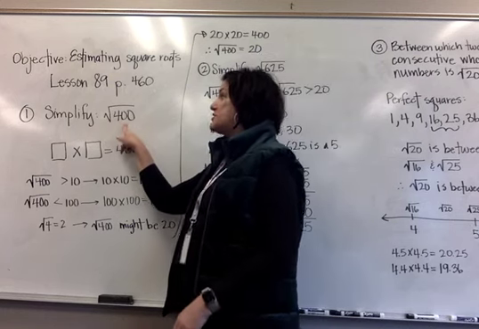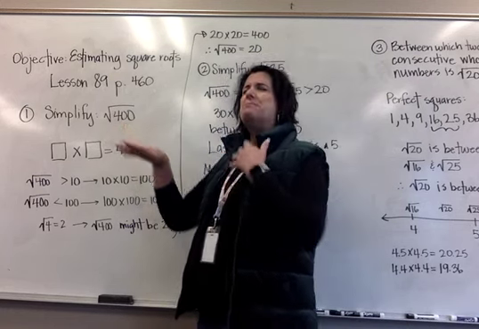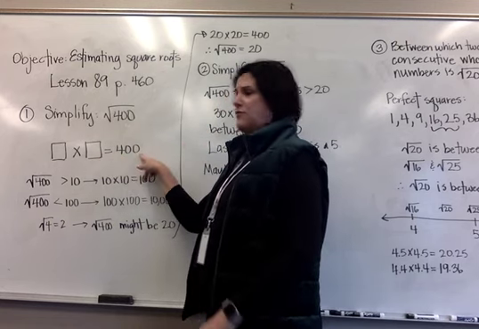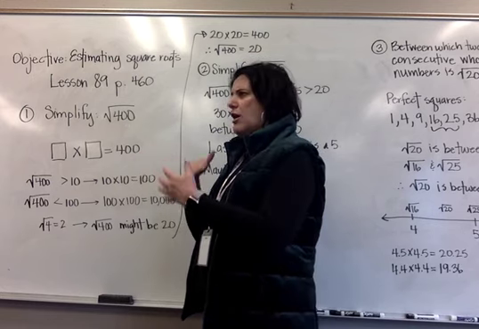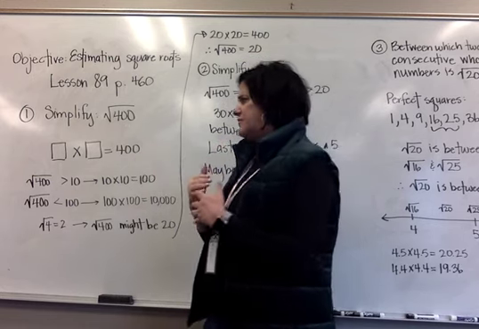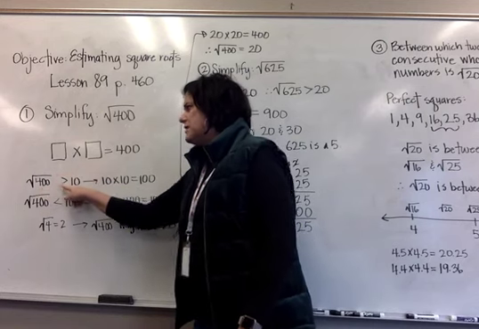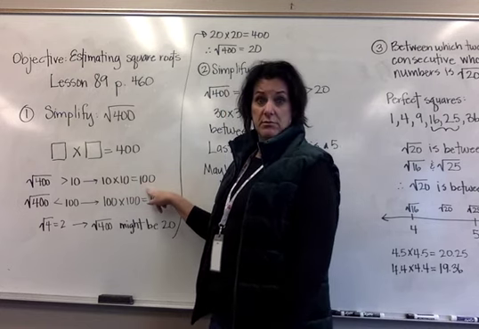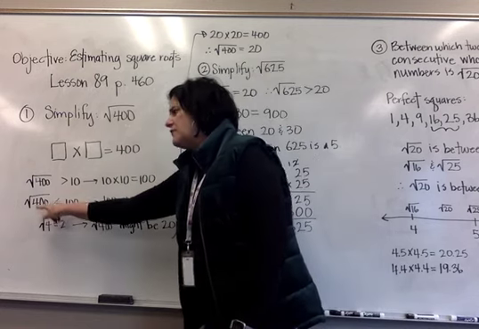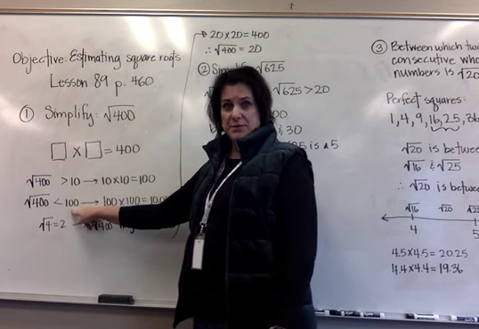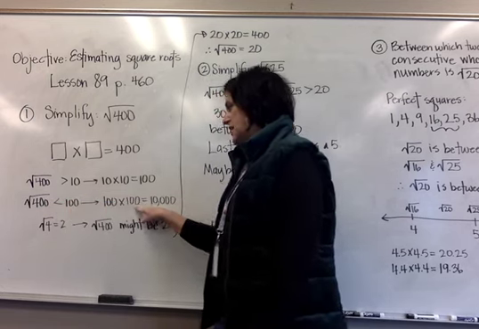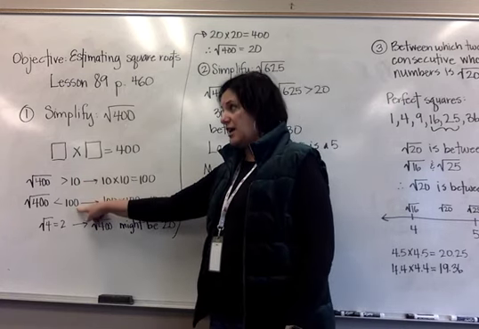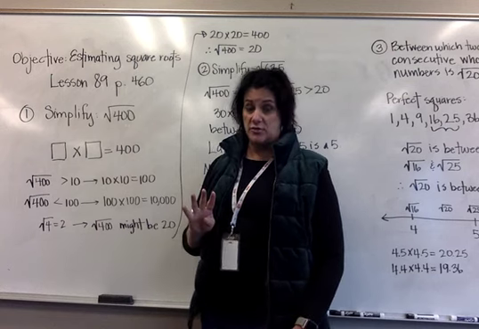Number 1 says simplify the square root of 400. So we immediately start thinking to ourselves, some number times itself equals 400. So then we have to go through this whole mental process of thinking, well, the square root of 400 must be greater than 10 because 10 times 10 is only 100. And the square root of 400 must be less than 100 because 100 times 100 is 10,000. So somewhere between 10 and 100 is the square root of 400.